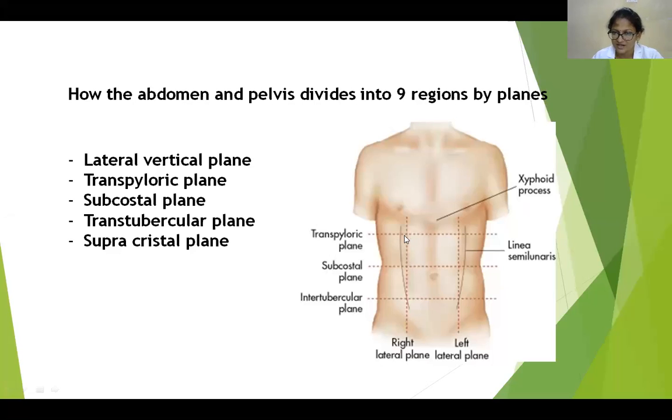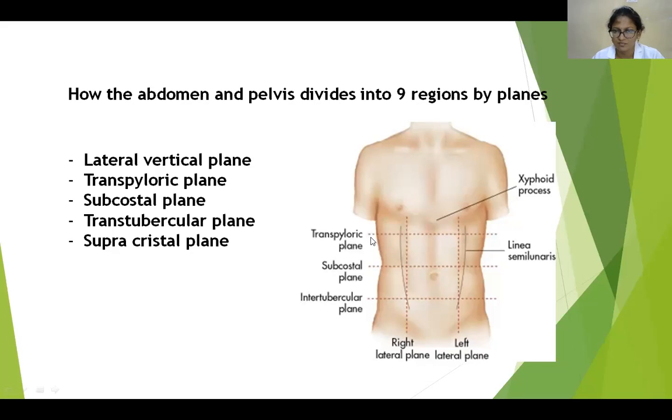In front, a line will extend from the tip of the ninth costal cartilage and the junction between the suprasternal notch and the upper surface of the body of the pubis, or from the xiphoid process to the umbilicus. A point will be drawn. This is the transpyloric plane. Behind, it passes at the level of the lower border of the L1 vertebra, the first lumbar vertebra. This is where you should draw the transpyloric plane.